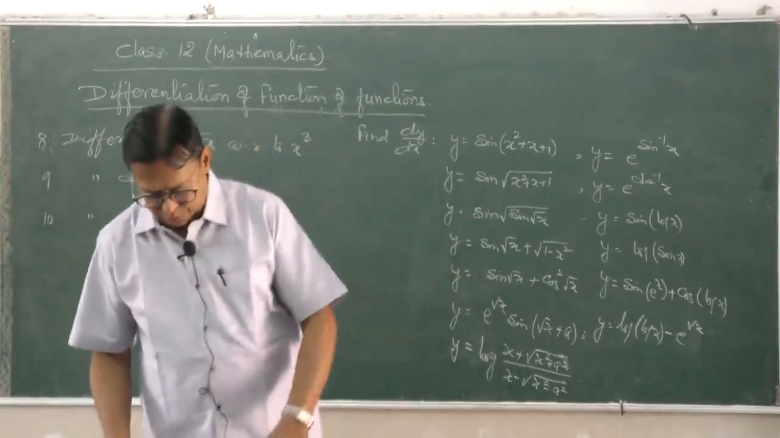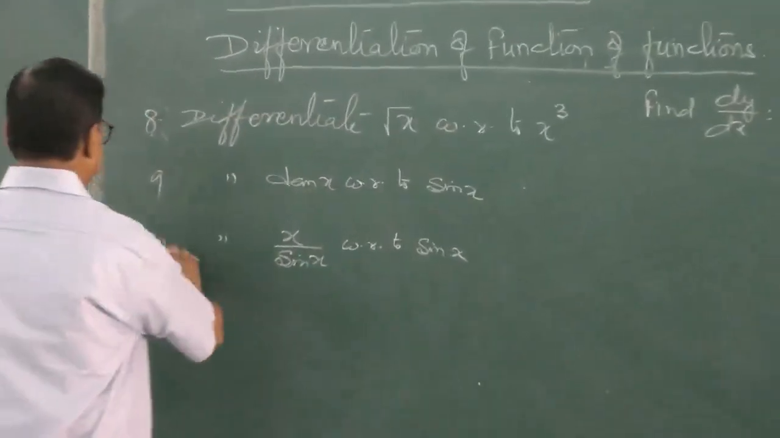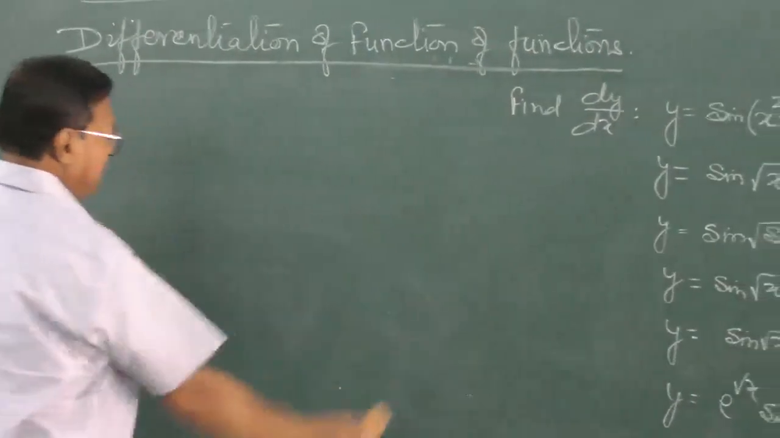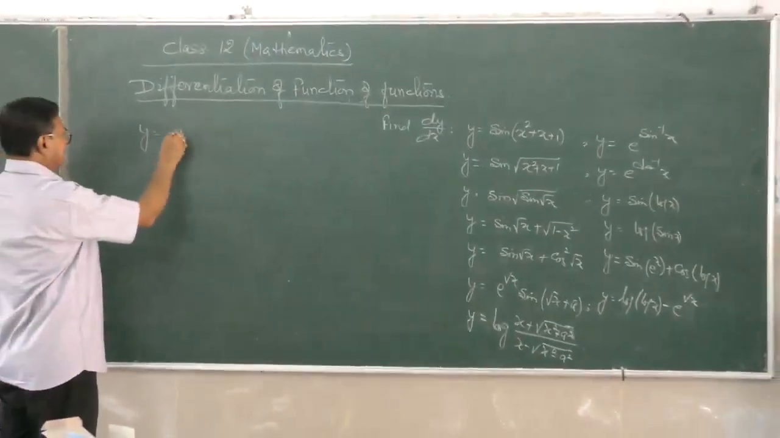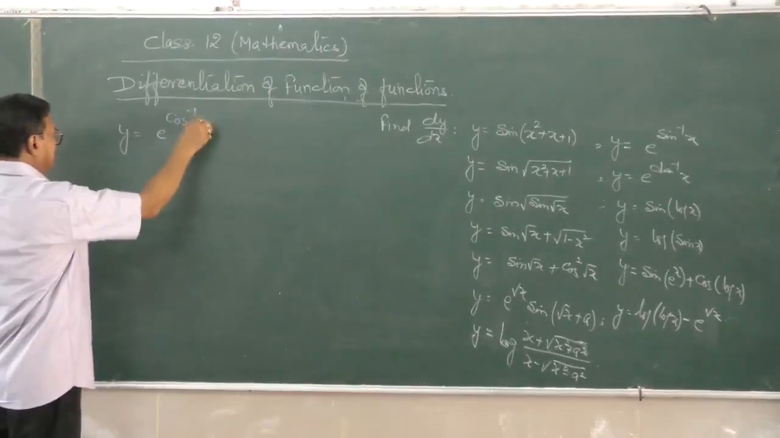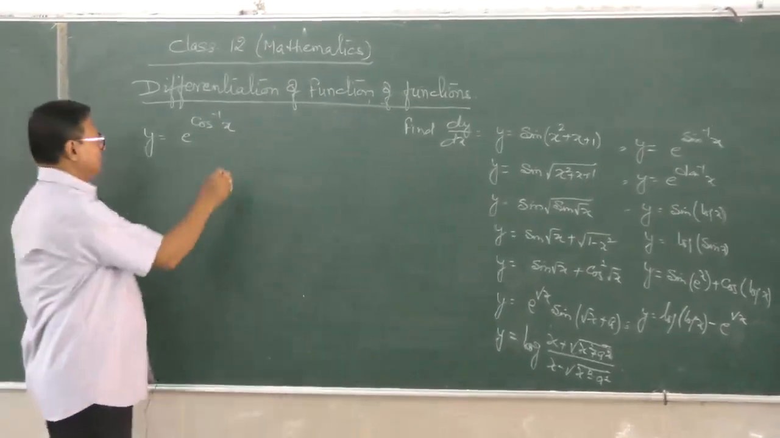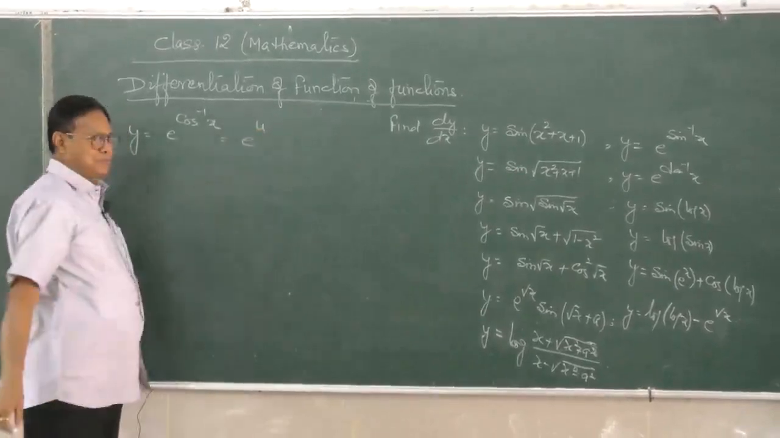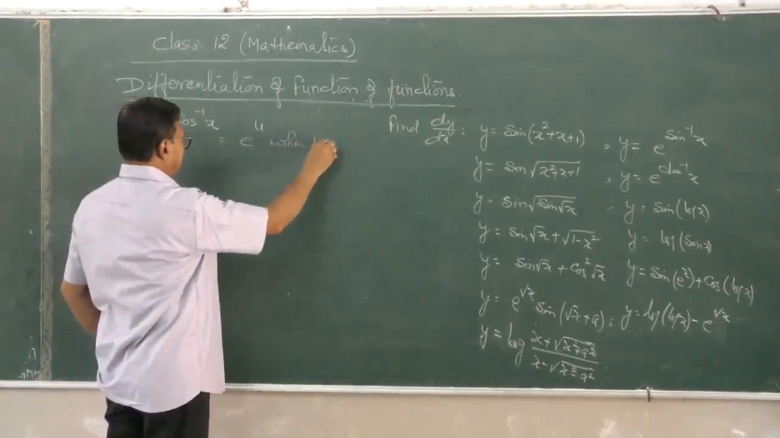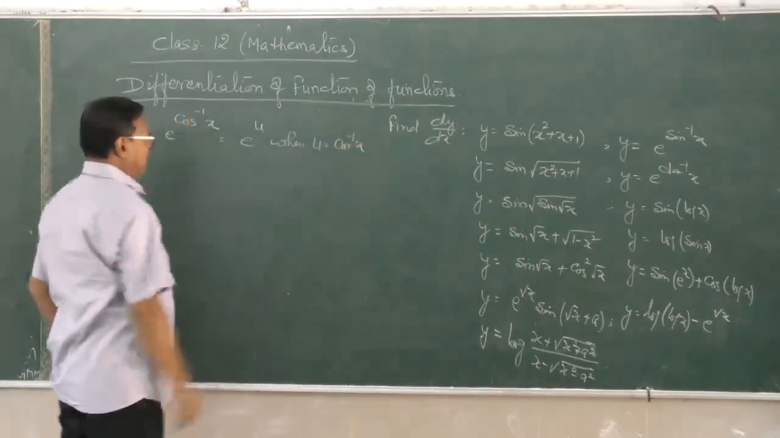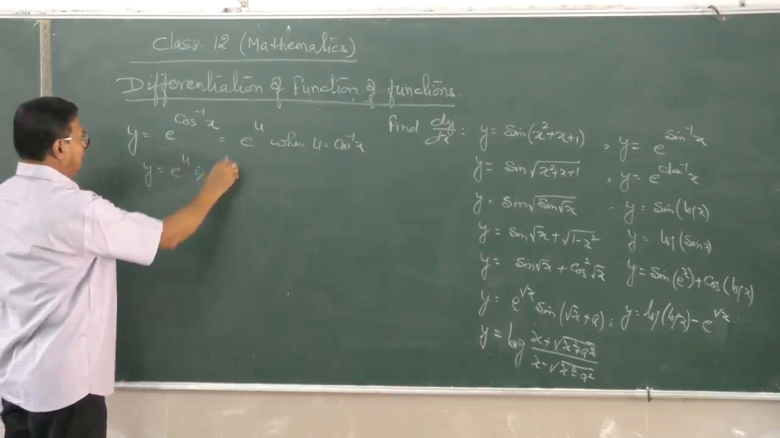So these are the few sums for you to do yourself. I am doing one or two more. See, there is a sum y is equal to sine inverse x. The same sum, I have changed it to cos inverse x. So what you do? You will write e to the power u, where u is cos inverse x. So y is a function of u. You get dy by du.